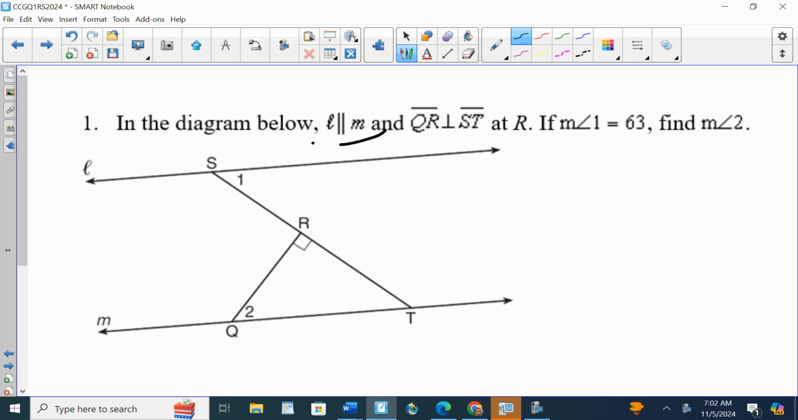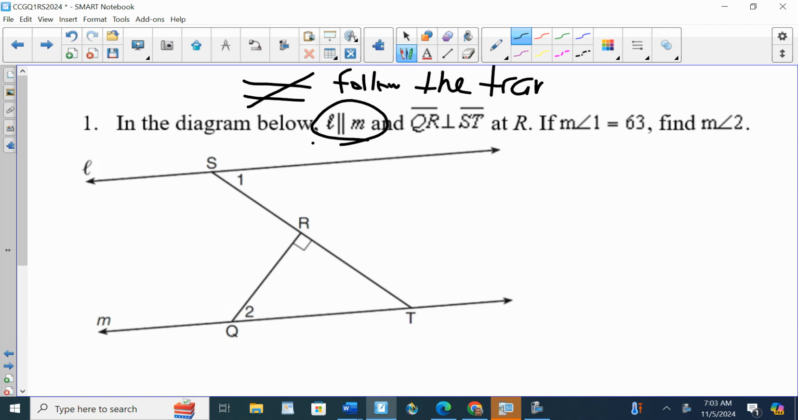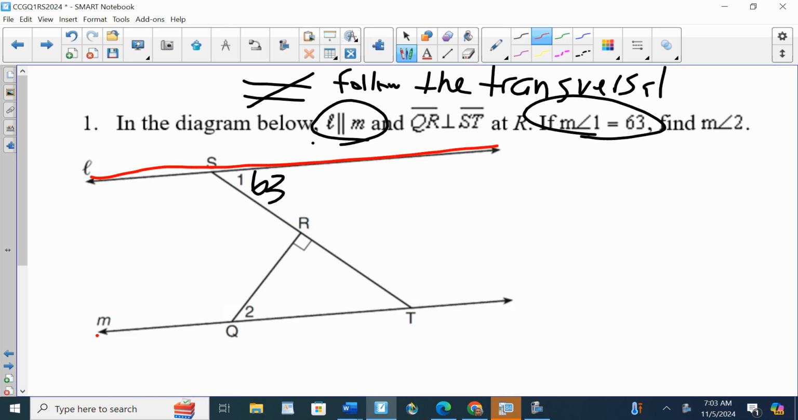When you see parallel, you need to think this picture. Parallel lines cut by a transversal, and you need to follow the transversal. So, let's put the information into the picture first. If angle 1 is 63, I'm going to extend my parallel lines, extend and follow my transversal.